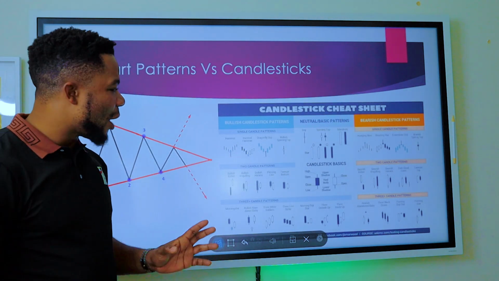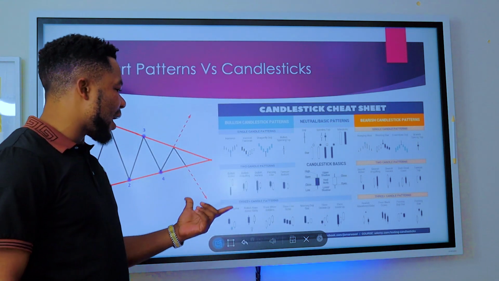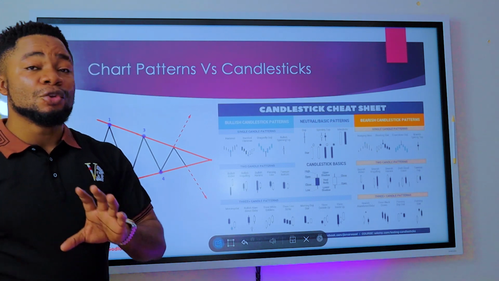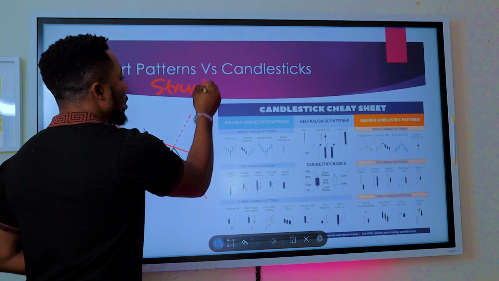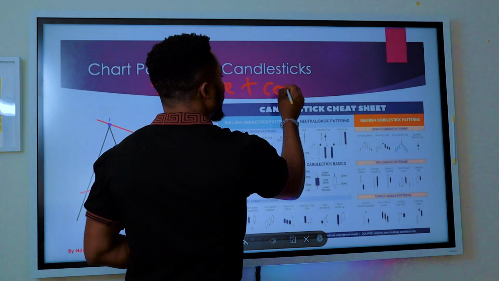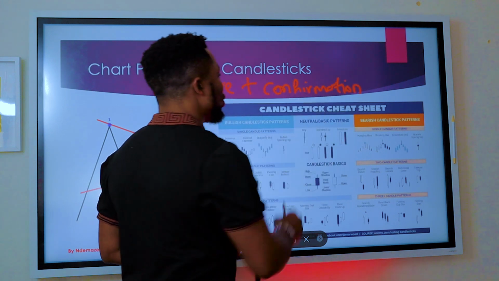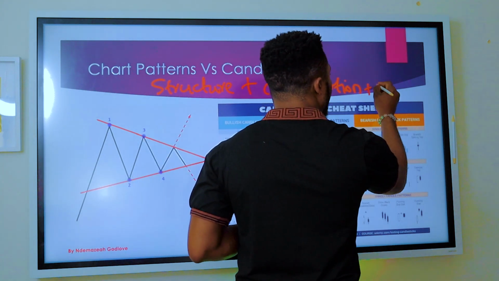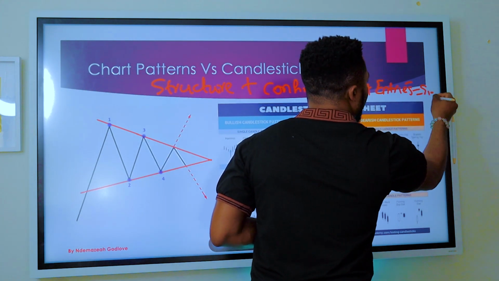Candlestick plus this is like what I used to say. For you to have a good solid signal in forex trading, you need three things. You need what we call a structure. That's the first thing you need. You need structure plus confirmation, and after your confirmation, structure plus confirmation plus your entries equal a signal.